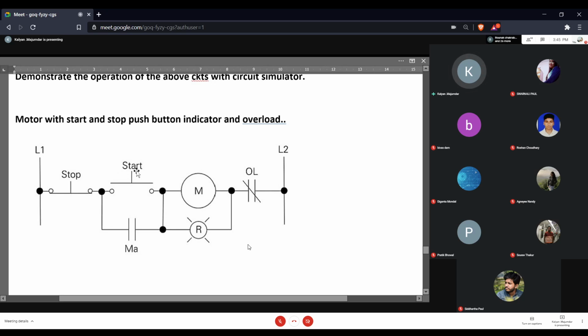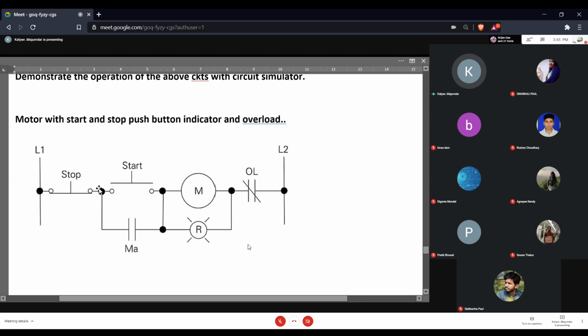Even if you release the start button, this upper circuit is broken, but that does not interrupt power to the relay coil because it is now maintained through the contact of the relay, which is now closed because the relay is energized through the relay coil. So the relay remains in the energized state. The motor keeps rotating until you press the stop button or until you have an overload condition.